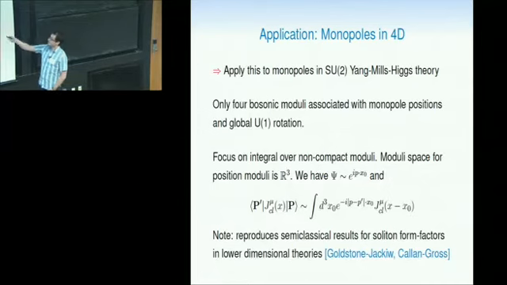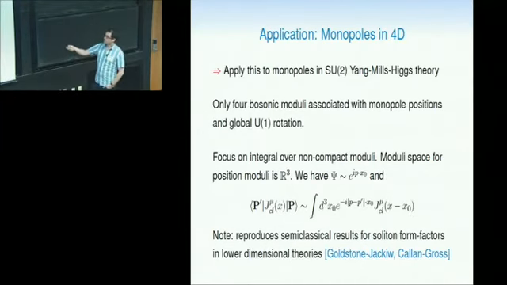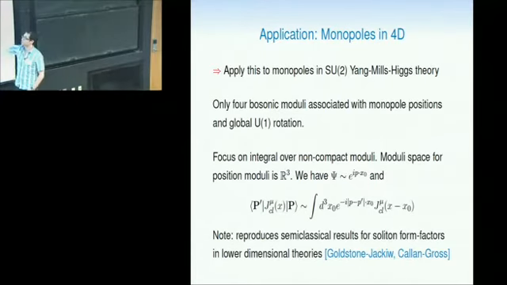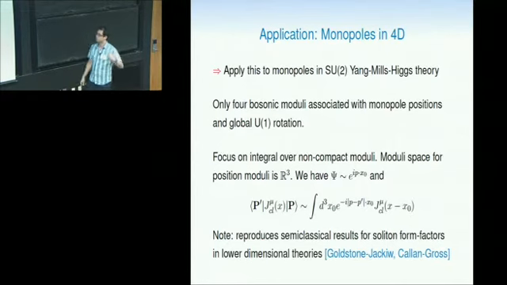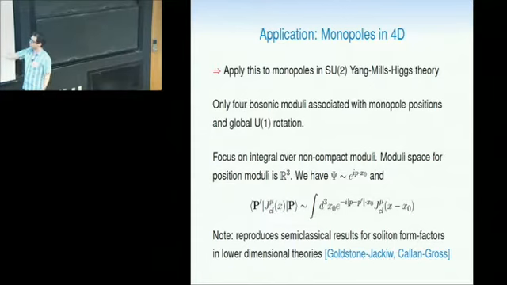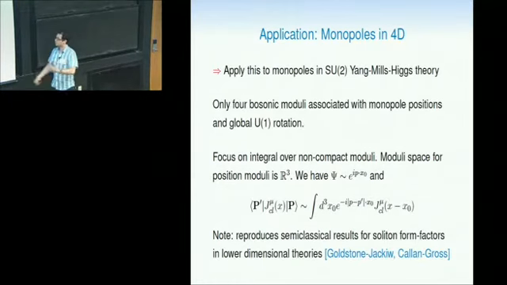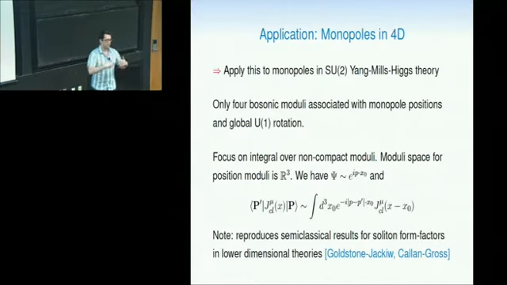For this case, and since we're considering monopoles of topological charge 1, we expect that we only have 4 bosonic moduli. 3 of those are associated with positions of these monopoles in R3. And there's also a U(1) global rotation, which has to do with electric charge. I'm not going to be focusing on this to save some time. I'll just tell you that when you perform the integral over this U(1) rotation, you just get a shift in the electric charge by 1 unit between the incoming and outgoing soliton state.